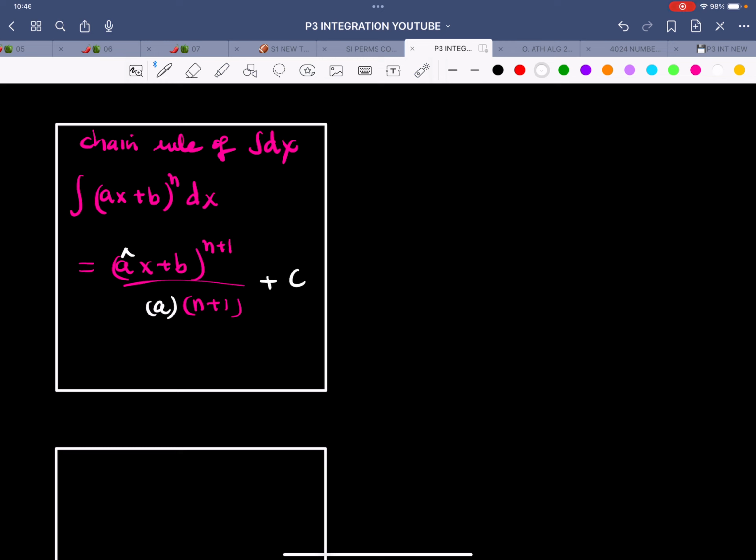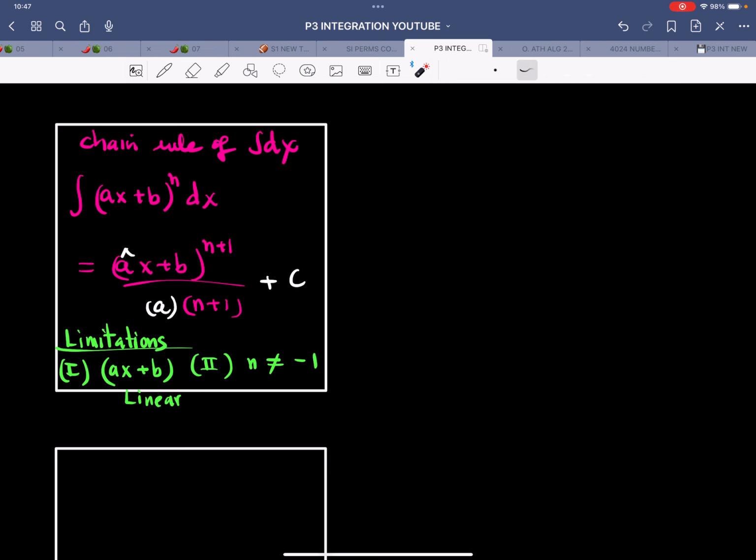Now, first of all, is this rule valid every time? The answer is no. This rule is valid and it has some limitations. What are the limitations? The first one, the expression ax plus b is a linear expression. It's only valid for a linear expression. The second limitation, the power of n could be anything except -1.